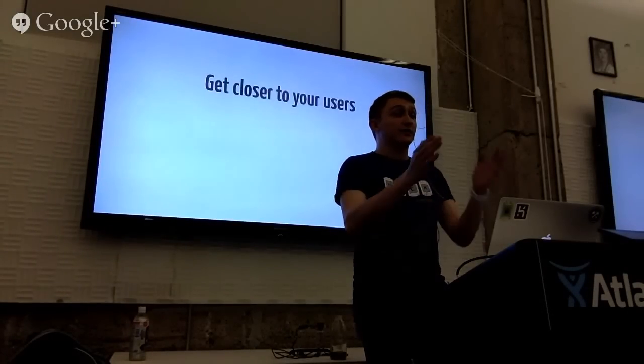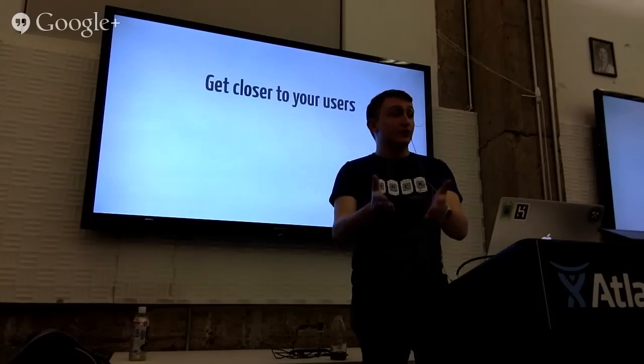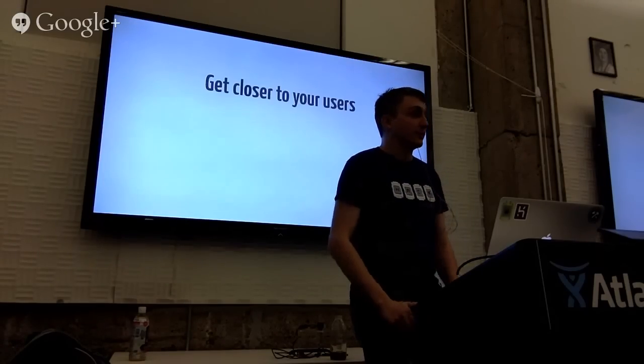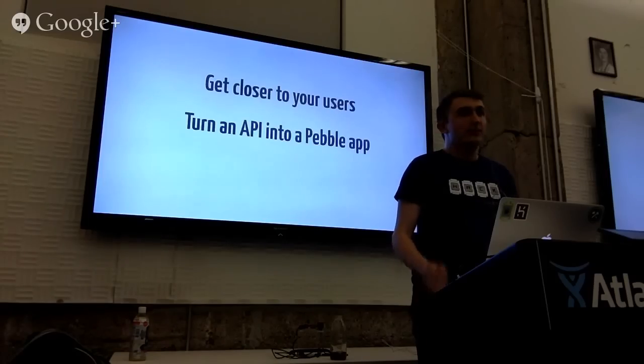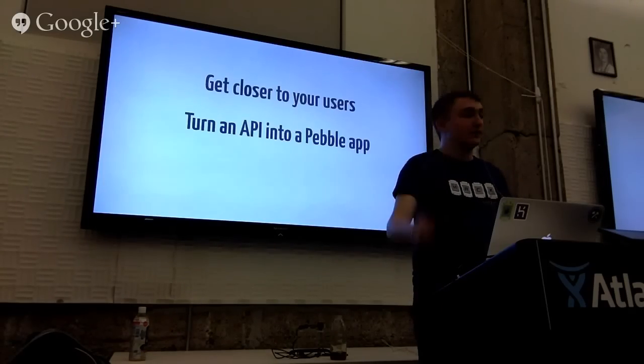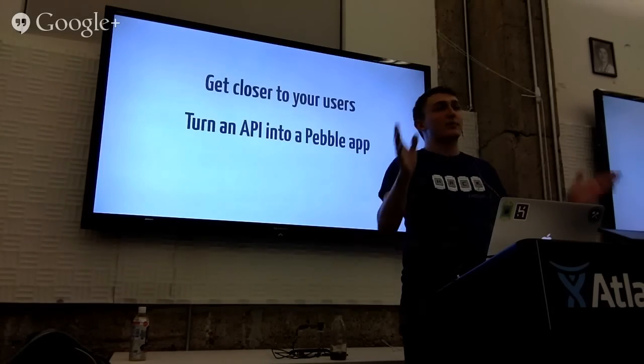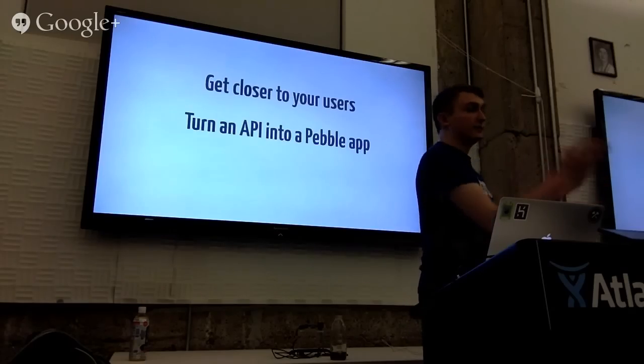Something that you can do with pins is push notifications to users. So you can actually say, here's a specific user, I want to push a notification directly to their wrist. It's an incredibly personal interface. This is something, turn an API into a Pebble app. This is something that we get all the time at hackathons. Here's this awesome API that does this and this and this.